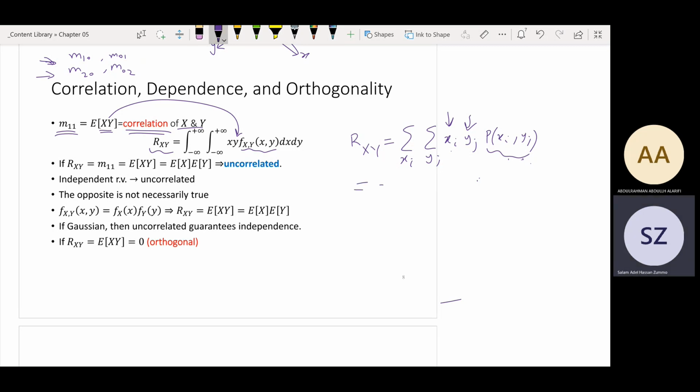This gives you the average similarity between x and y. Okay, between x and y. Average similarity. هذه نسميها correlation. Average similarity is correlation. Higher similarity means they are highly correlated.